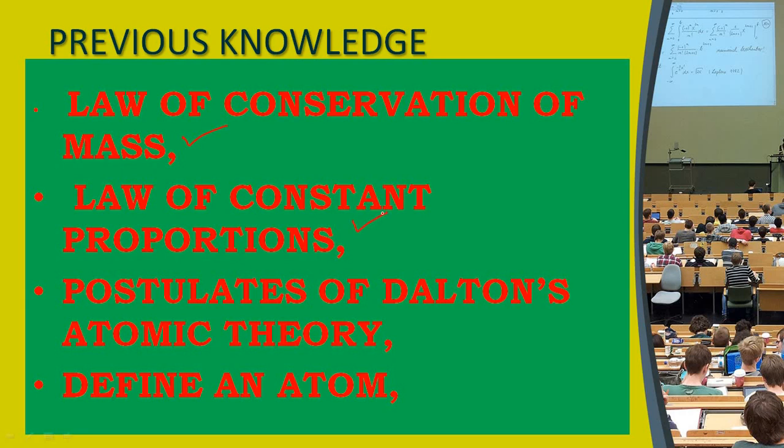According to this law, in any compound, the atoms are joined in a constant proportion. Again, we saw what Dalton's atomic theory is, what its postulates and drawbacks are, and we also went through what atoms are and how we can find out atoms.